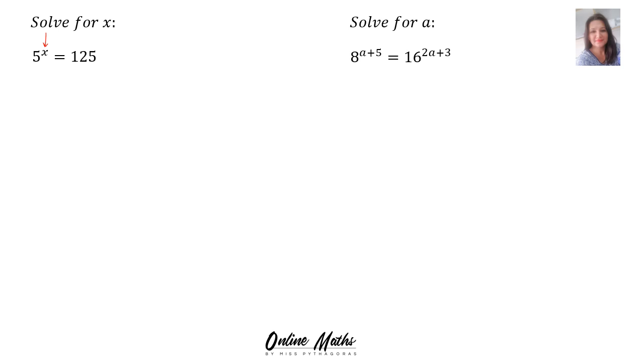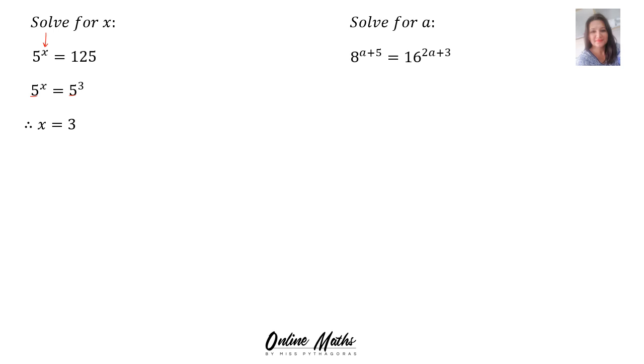Now what you do is on the right hand side you find the number 125 and you are going to prime factorize 125 and that is 5 to the power of 3. And then there's an exponential law that says when your bases are the same you can equate exponents. Therefore x is equal to 3.